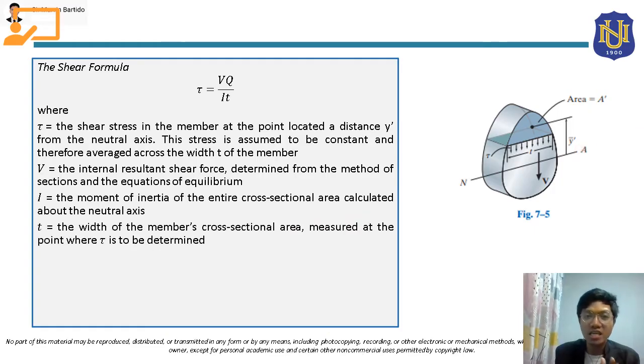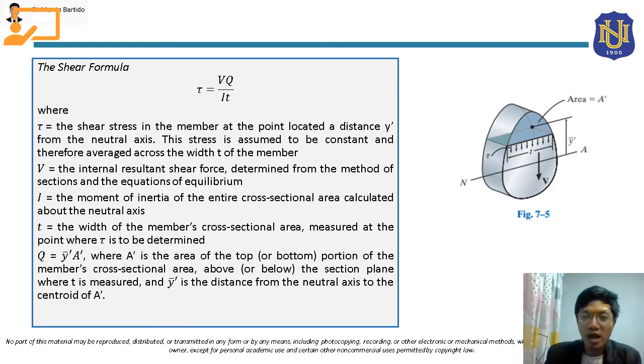Okay, and then for T, this is the width of the member's cross-sectional area measured at the point where the shear stress is to be determined. Okay, so class, ito class yung width na ito, ha? Ito yung width ng pinaka-bottom nung area na kino-consider natin, ha? Okay, yan yung width T. Okay, so sa ibang textbook, ulitin ko class, ito ay D. So that's just the same. Yun yung base, or yung width nung bottom face nung kino-consider natin na area.